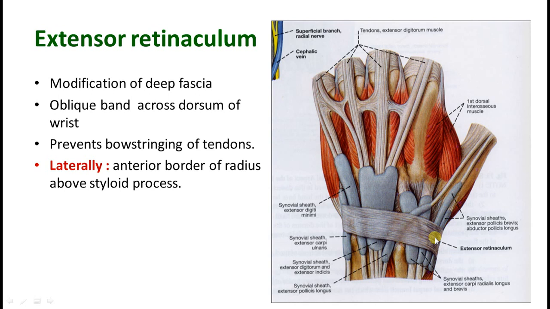Why is it actually present? You might wonder why you need this. From the forearm to the wrist, all these tendons are traveling. In the same way in the front, the flexor tendons are also traveling. When you flex or extend the wrist during bending, these tendons might move out of the way, and then you won't get effective flexion or extension. So a band like this holds the tendons in place and thereby prevents bowstringing of all these tendons.